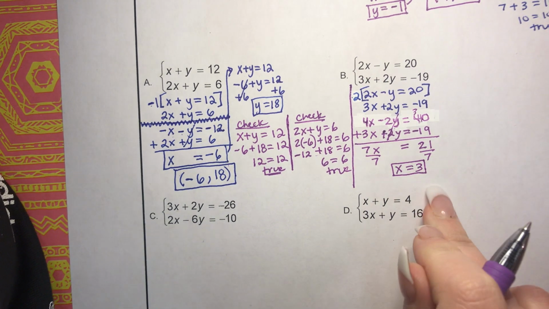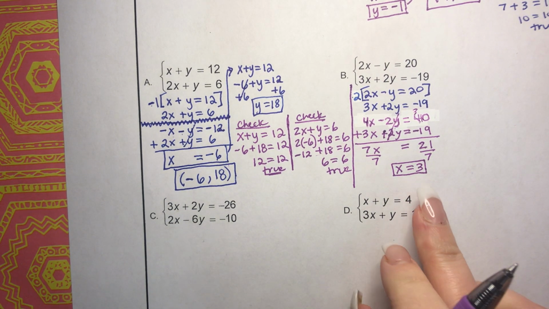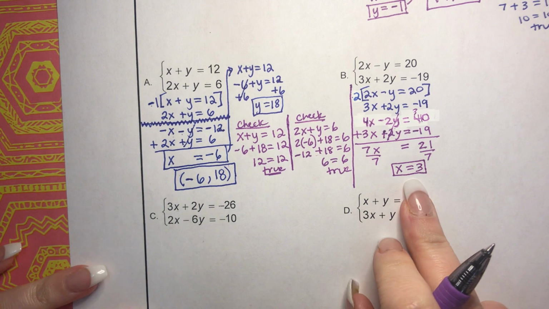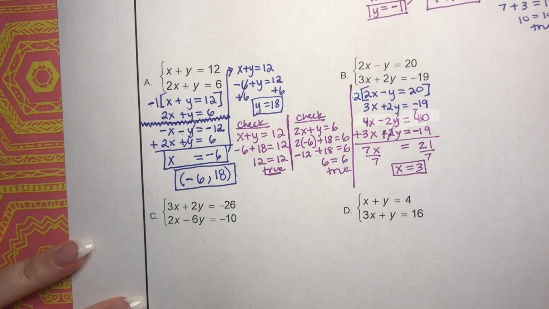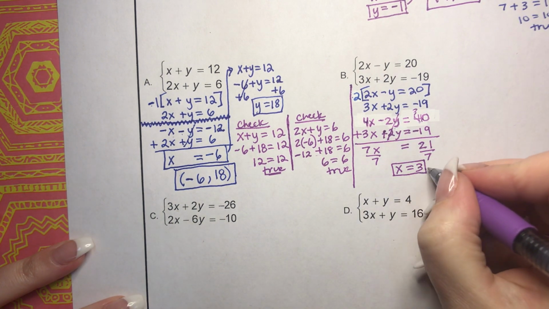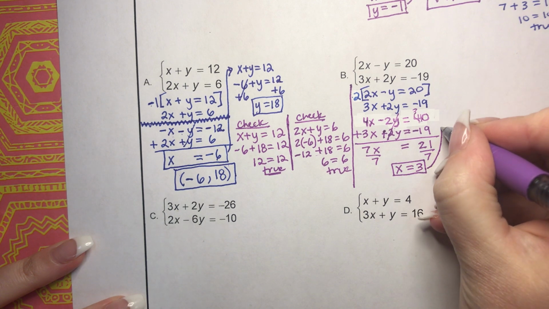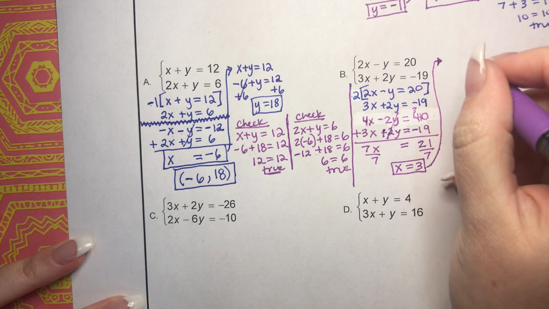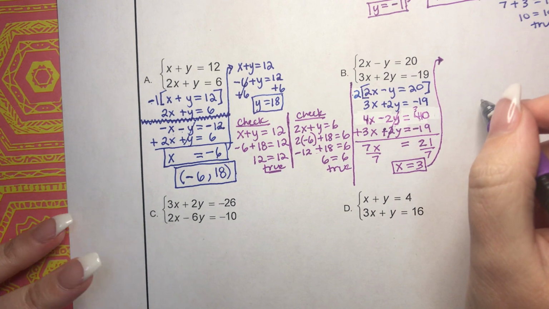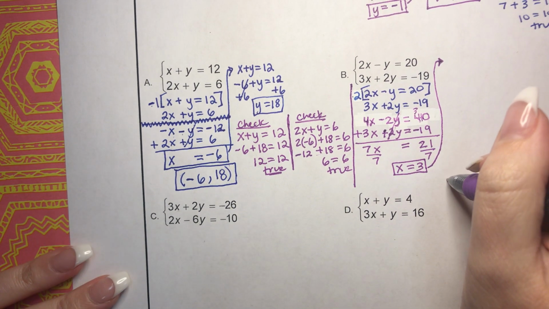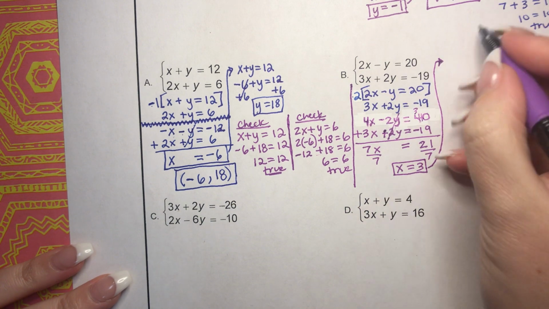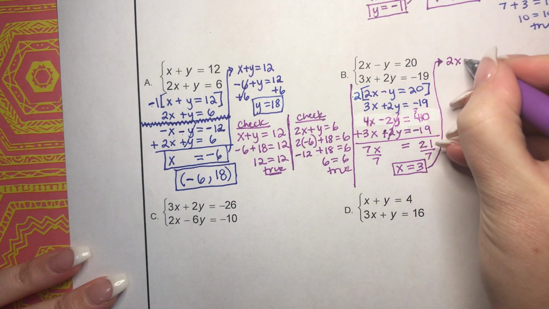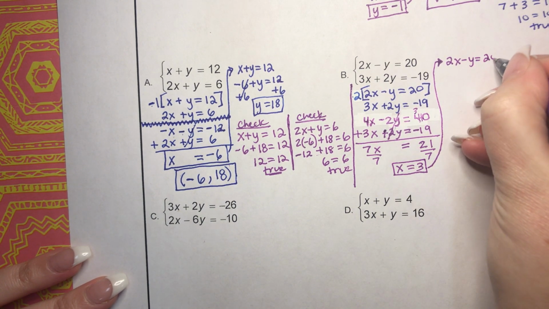Okay, now I need to determine what y is. So I need to choose one of these equations. I'm going to rewrite it up here. It really doesn't matter which one. I guess I will choose this one. Okay, 2x minus y equals 20.